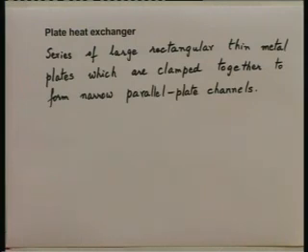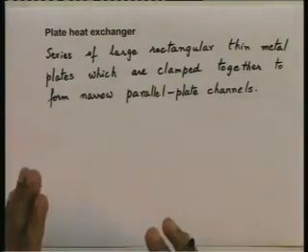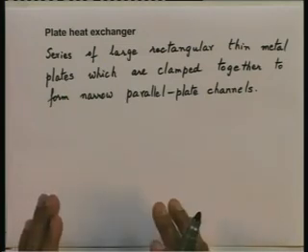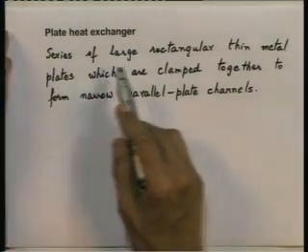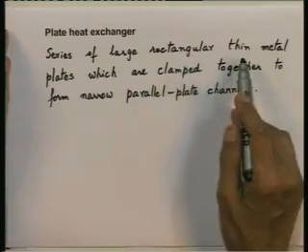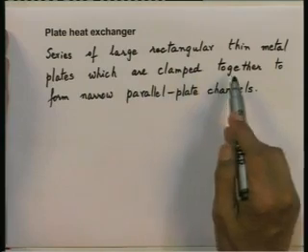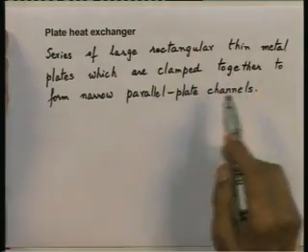Now, we look at the next type of direct transfer type of heat exchanger, that is the plate heat exchanger. A plate heat exchanger, in very simple terms, is nothing but a large number of thin rectangular metal plates. A series of large rectangular thin metal plates which are clamped together to form narrow parallel plate channels.